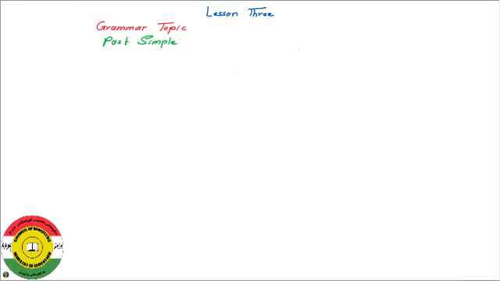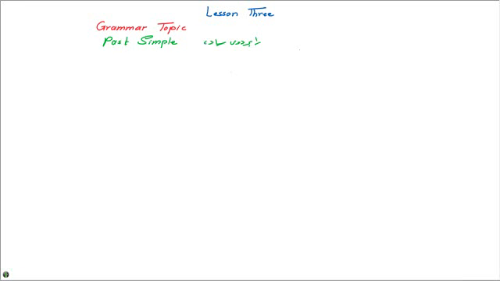We shall take another grammar topic. Today we shall talk about past simple. Past simple واتە ڕابردووی سادە. The general pattern, واتە کڵێشەی گشتی.